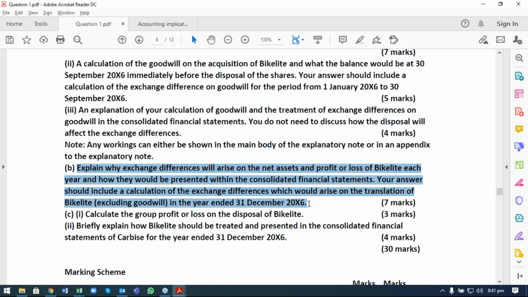Explain why exchange differences will arise on the net assets and profit or loss of Backlight each year, and how they should be presented within the consolidated financial statements. Your answer should include a calculation of foreign exchange differences which would arise on the translation of Backlight excluding goodwill. So in this case, you're not supposed to calculate the goodwill foreign exchange, because you have already calculated it. You need to make sure what is the foreign exchange gain loss that should be reported on net assets of the subsidiary and profits of the subsidiary.